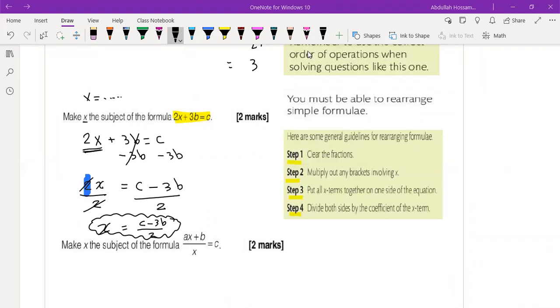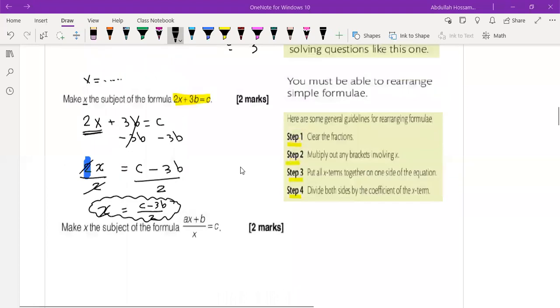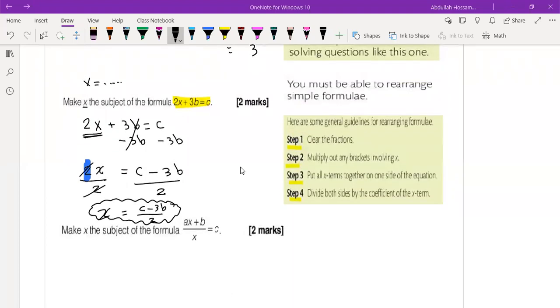And the last step, to finish it, divide by 2. Why 2, teacher? Because 2 is the coefficient of x. I need x alone, so I divide by 2. I got x equals c minus 3b over 2. Okay. Any questions here before I go to the next one?